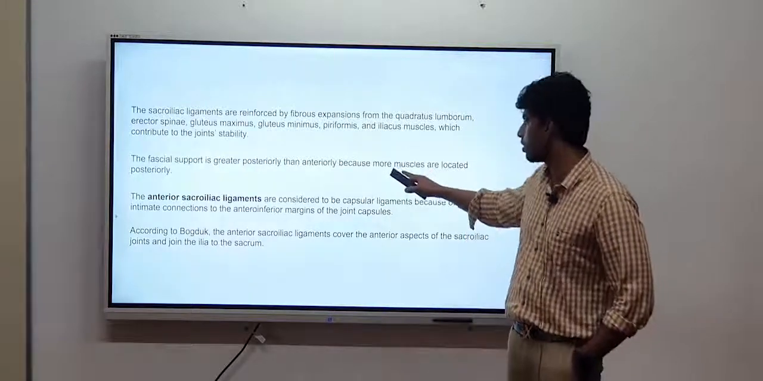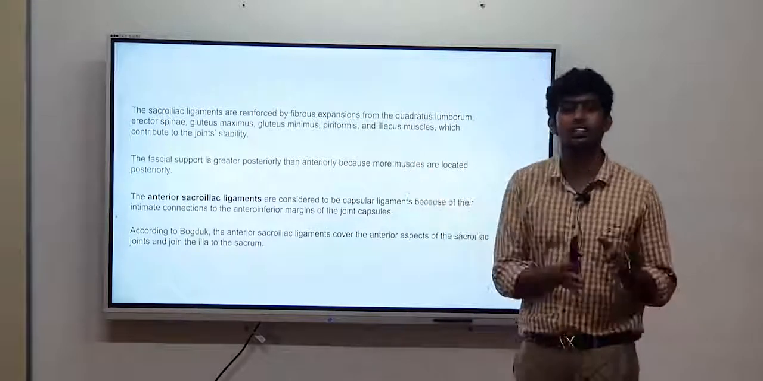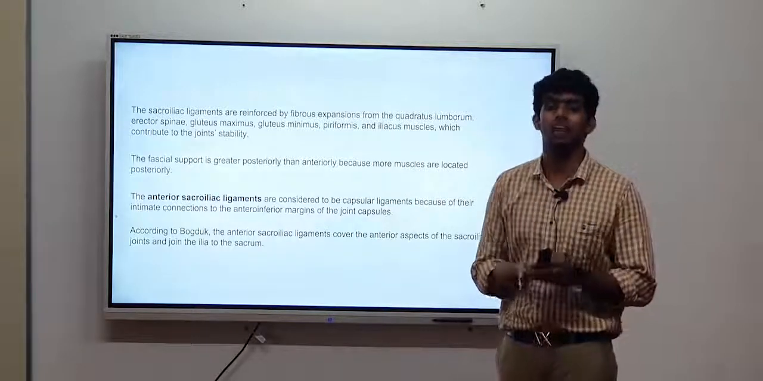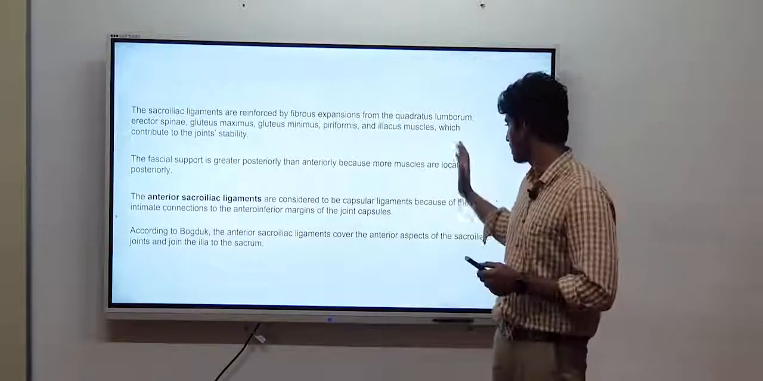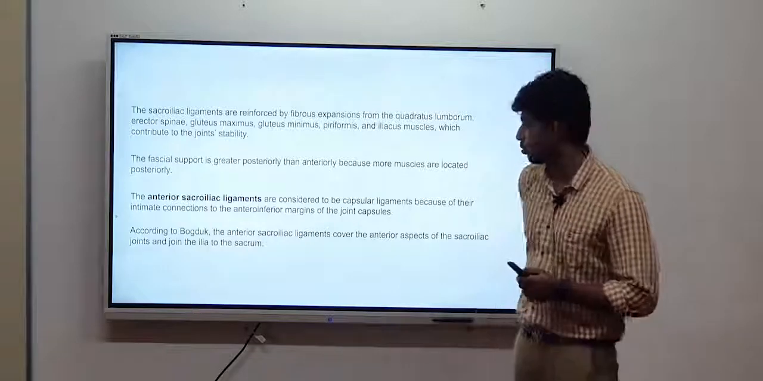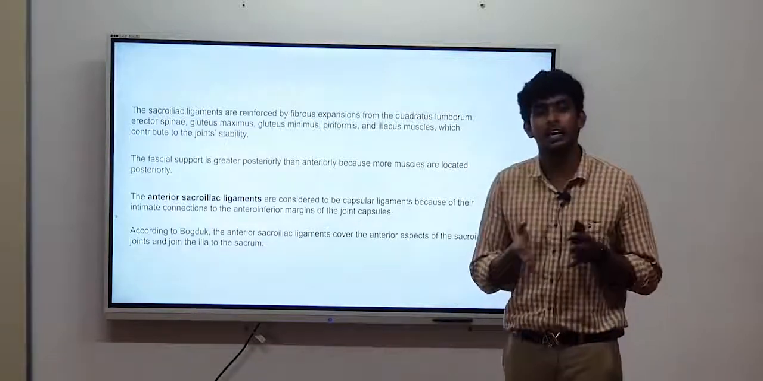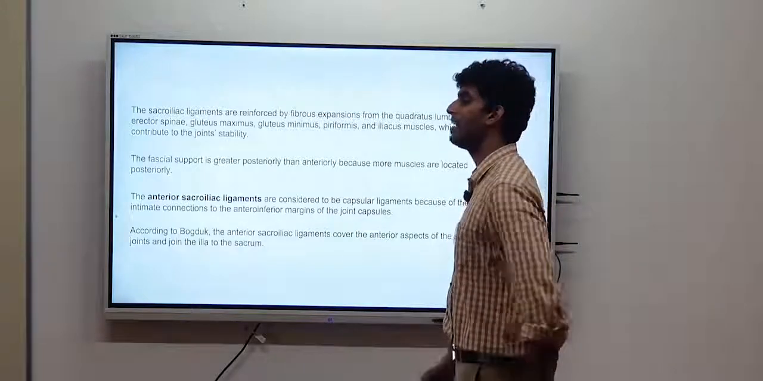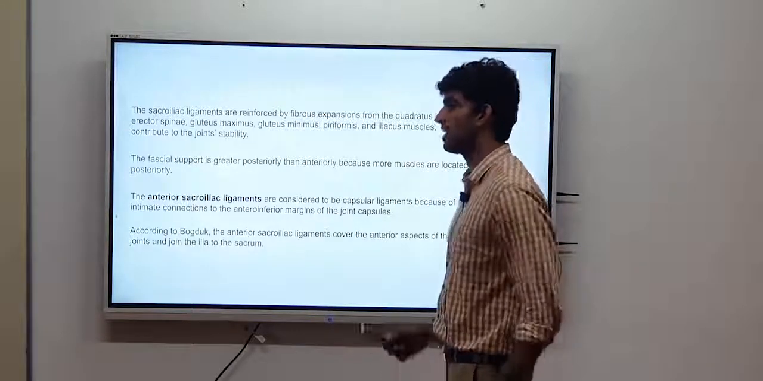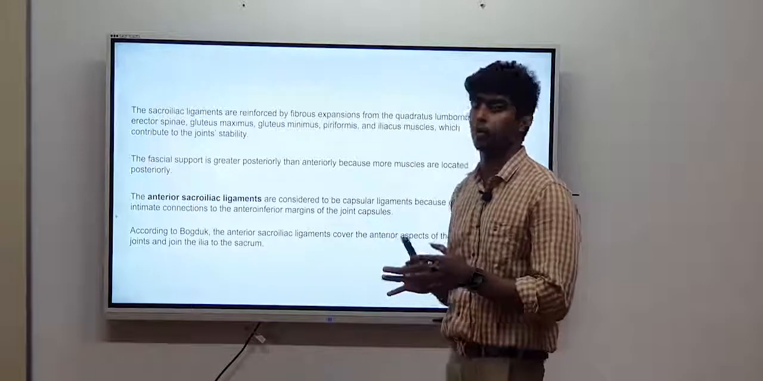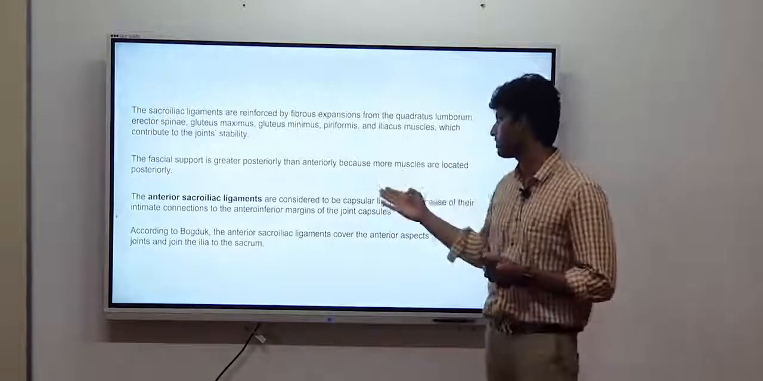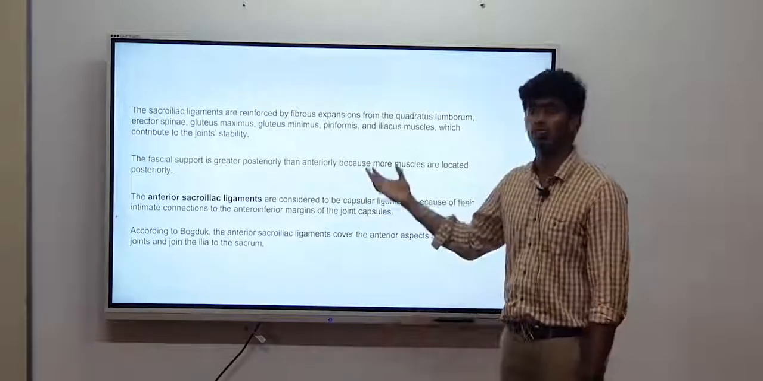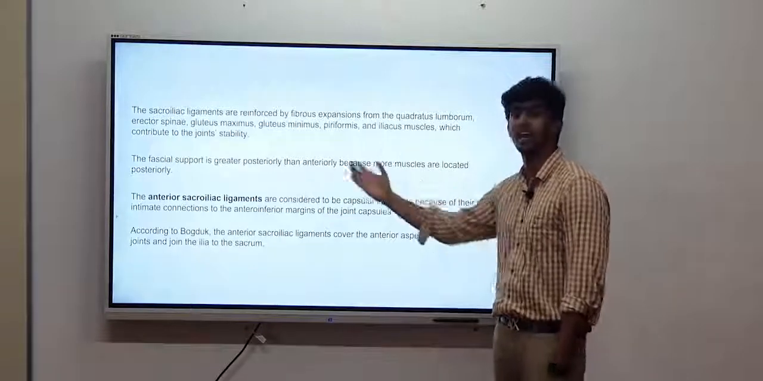So this point also I had explained when we were discussing the thoracic and lumbar region. More structures will be aligned in the posterior area. I can give you another example. When we are standing properly, our anti-gravity muscles, that is the posterior muscles, have to control or stabilize our body. So that can be one of the reasons why the fascial support is greater over the posterior surface than the anterior surface.